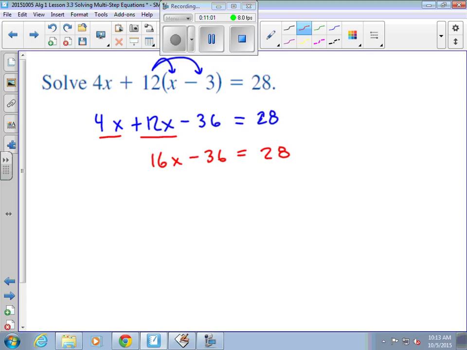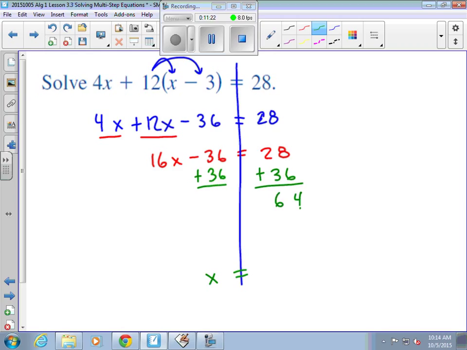Now your goal is still to get x all by itself at the end. So x equals. Undo addition and subtraction first. You have minus 36. Add 36 to undo it. You add it to the left. Add it to the right. 8 and 6 is 14. 3 and 2 is 5. Plus 1 is 64. So 64 equals 16x.